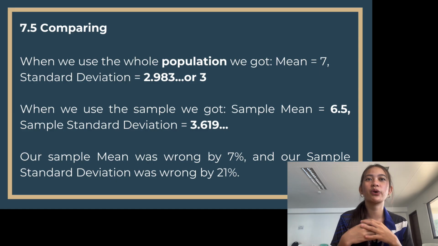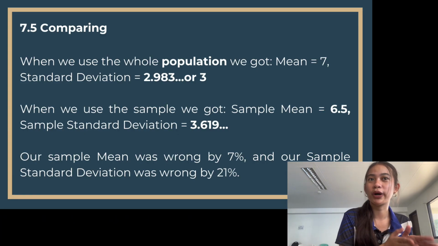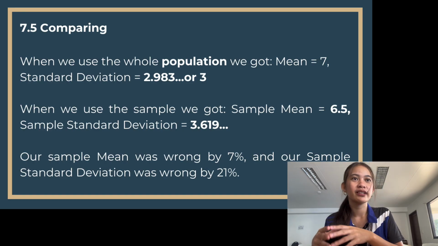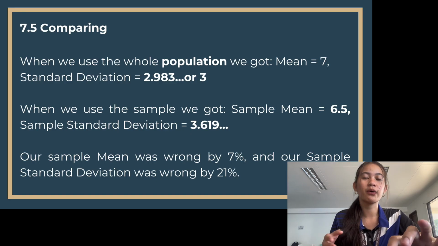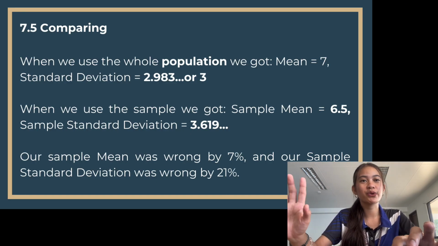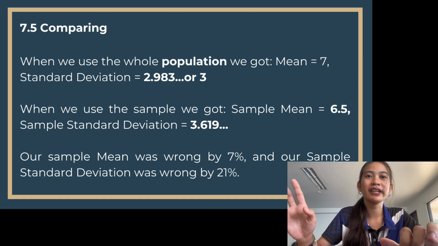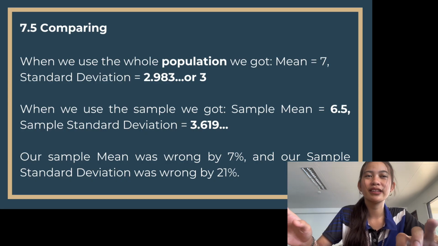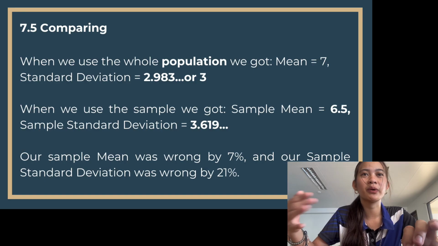When we use the whole population, we got the mean, which is 7, and the standard deviation, which is 2.983. And in the sample, we got the sample mean of 6.5 and the sample standard deviation of 3.619. So that means our sample mean was wrong by 7% and our sample standard deviation was wrong by 21%. So how do you know that? How do you know that it is 7% and 21%?